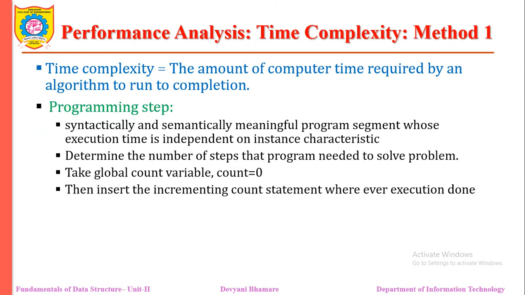For this reason, we calculate the programming step. A programming step is a syntactically or semantically meaningful program segment whose execution time is independent of instance characteristics. That means we determine the number of steps the program needs to solve that particular problem. For this, we take one variable, which we call a global variable. Initially, that global variable is set to 0. Then we increment this global variable at every step wherever actual execution is done.